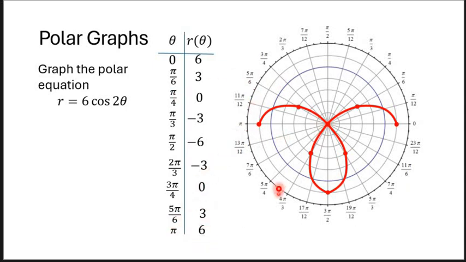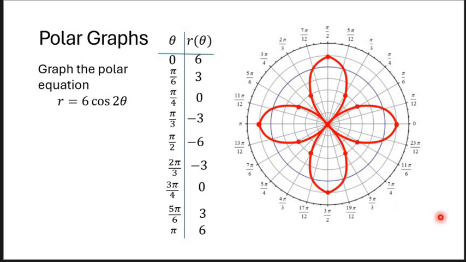If I go back all the way through to 2 pi, I'm just going to repeat this same pattern except underneath here. So it's going to look something like that. So I just draw that in, and there it is. There is my rose curve with 1, 2, 3, 4 petals and a maximum displacement of 6 that's symmetric to the polar axis.